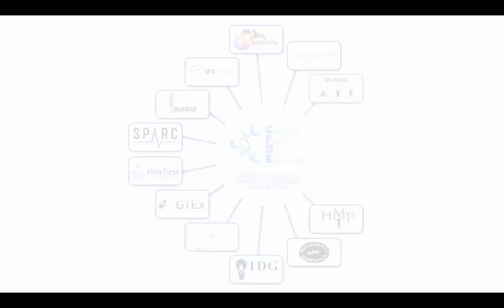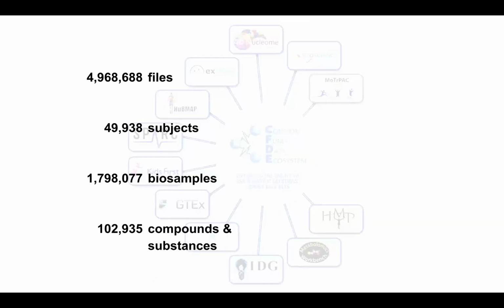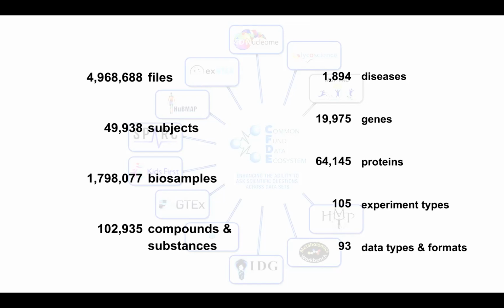Here are some quick counts. For resources, we now have records describing around 5 million files, 50,000 subjects, 2 million biosamples, and 100,000 chemical compounds and substances. For concepts, we have C2M2 data describing nearly 2,000 diseases, 20,000 individual genes, which already comprises nearly the entire human genome, 65,000 proteins, 100 experiment types, and about 100 different file data types and formats. A variety of relationships connecting all of the above are also included.